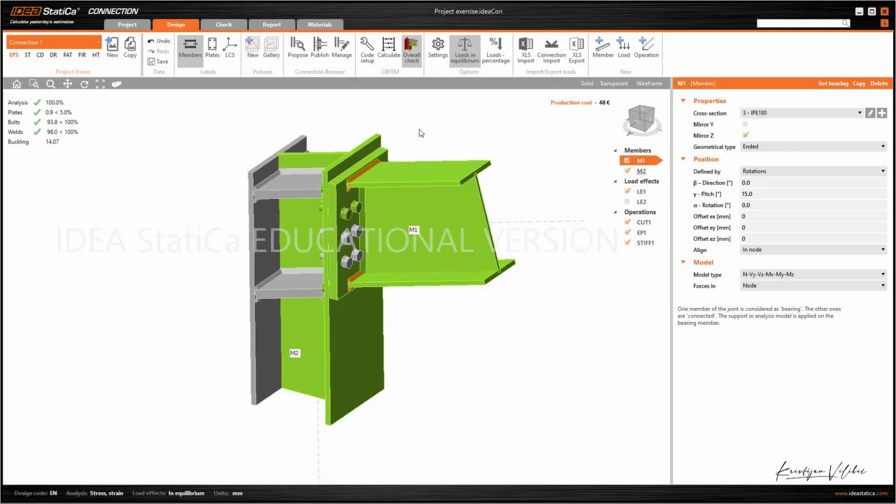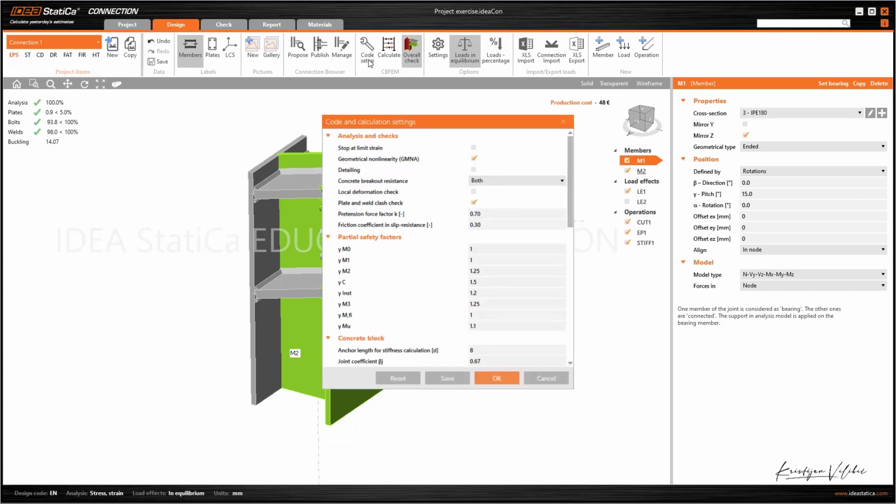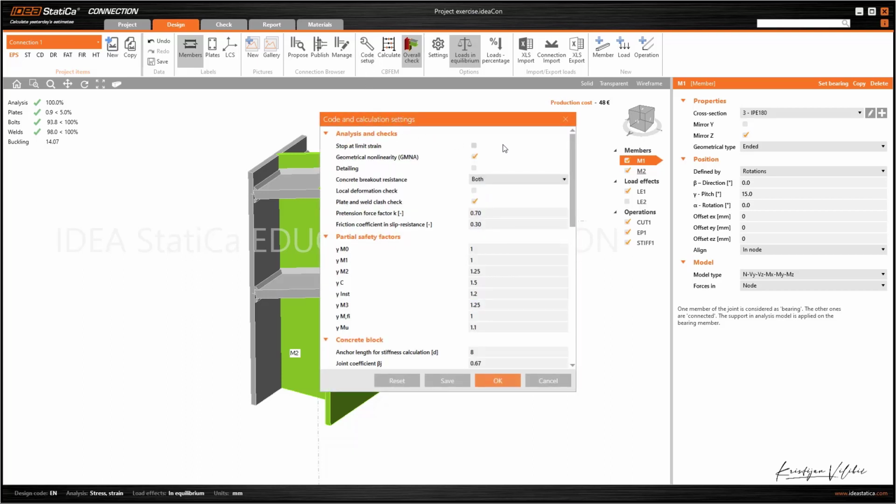Before starting the analysis, it is recommended to review the code setup. Code setup is a set of parameters relevant to the calculation. They are linked to the selected Eurocode standard and to numerical settings for the finite element method. They are divided into several categories.